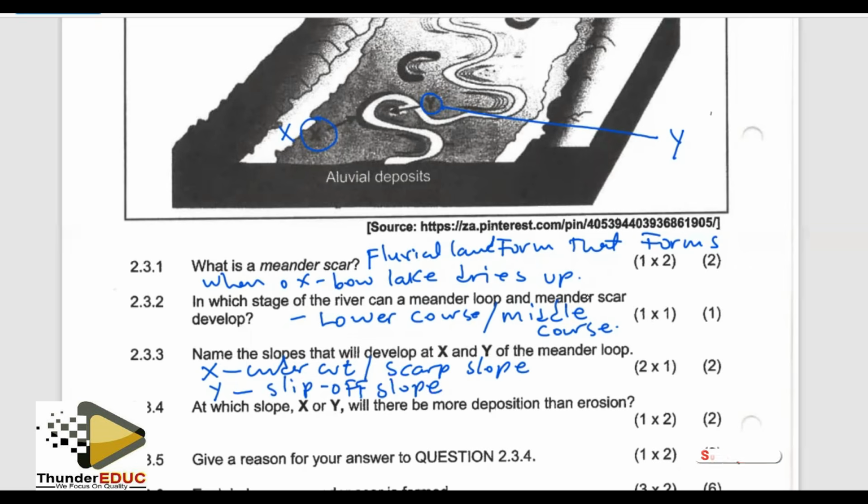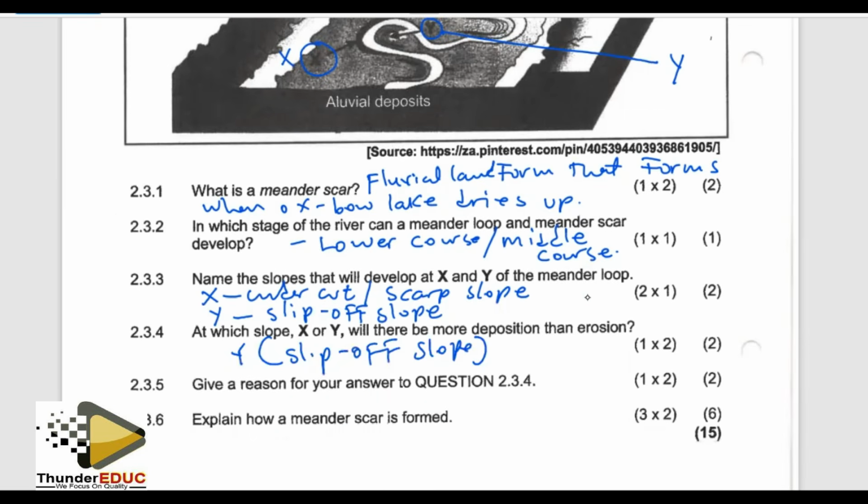2.3.4, at which slope, X or Y, will there be more deposition than erosion? We know the slip-off slope is where the river deposits more. So it should be slope Y, the slip-off slope. There will be more deposition than erosion at slope Y due to slow movement of water. So the river can no longer erode. Instead, it will be depositing more materials at that point.